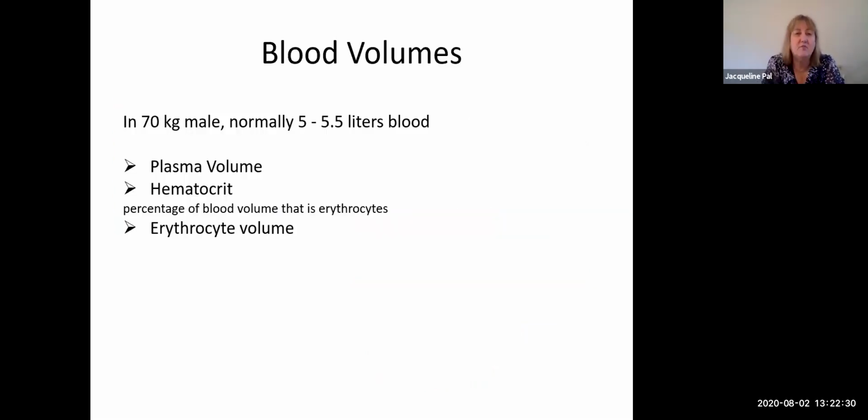So let's take a moment to figure out various blood volumes. So we talked about in a normal 70 kilogram male, there's about 5.5 liters of blood.